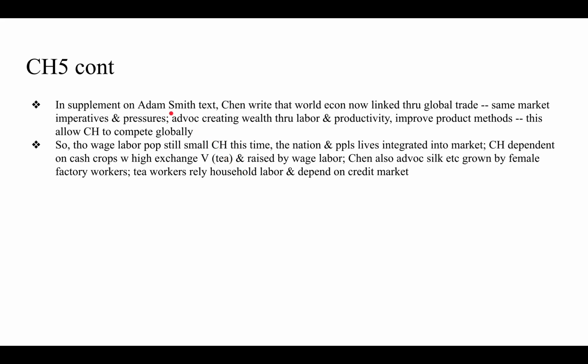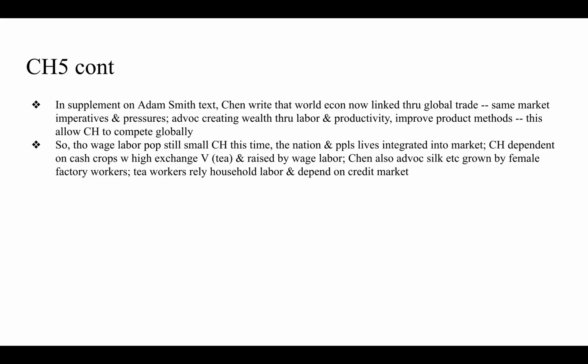In a supplement to Adam Smith's text, Chen wrote that the world economy was now linked through global trade and that everyone was subject to the same market imperatives and pressures. He advocated creating wealth through labor and productivity and the improvement of production methods, and this would allow China to compete globally. So even though the population of wage laborers in China at this time was still small, the nation and people's lives were fully integrated, as Chen realized, into the global market.